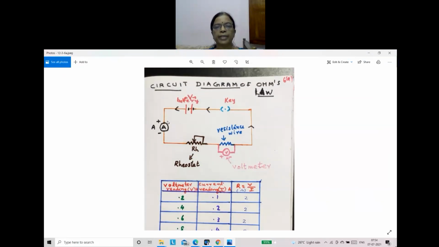So what is Ohm's law, children? Mathematically, how can we write Ohm's law? V equal to R into I, or V equal to IR. V is proportional to I, where R is the resistance, V is the potential difference across the conductor, and I is the current flowing through the conductor. Okay.